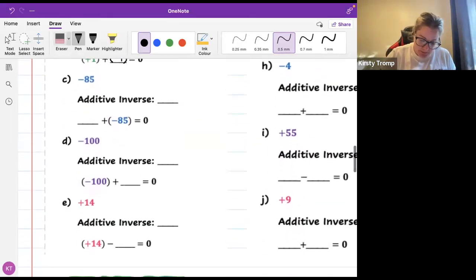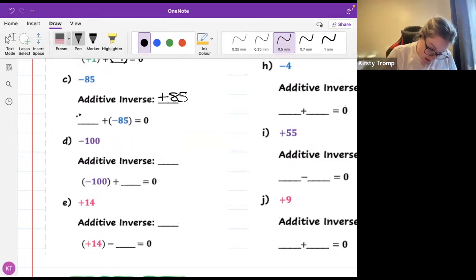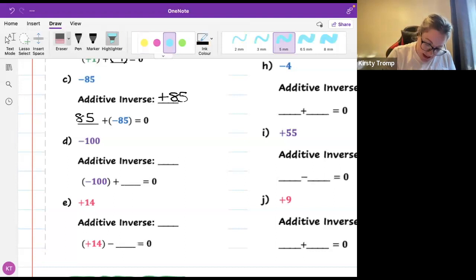So if we move to the next one, our next one is negative 85. The additive inverse for negative 85 will be positive 85. And so we've got 85 plus negative 85 will be equal to 0. Do you see how that negative 85 is written in a bracket? Have a look here. Because when we say plus a negative number, they're always going to put it in a bracket so we can see the difference.